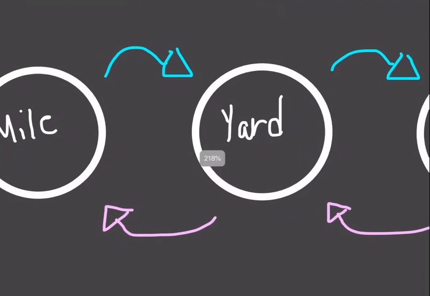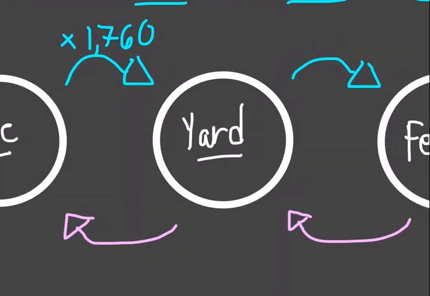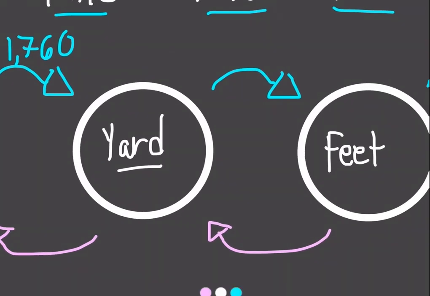Now, say I was going from miles to yards. Inside of a mile there are 1,760 yards. So if you were to go from a mile to a yard, you would have to multiply by 1,760. If it was 4 miles, to figure out how many yards, it would be 4 times 1,760. If I was going from yards to feet, there are 3 feet in 1 yard, so I'd have to multiply. So if I had 7 yards, I'd multiply 7 times 3 to get 21.